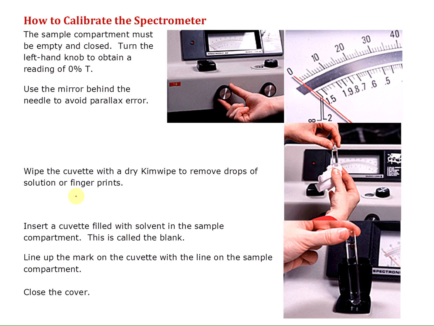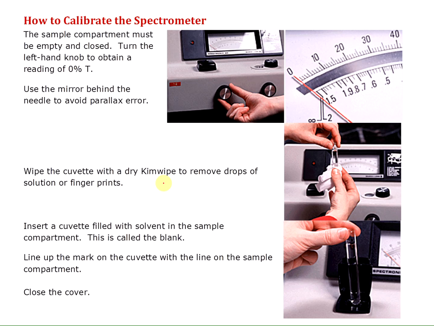Now wipe the cuvette with a dry Chem wipe to remove drops of solution or fingerprints. And we want to use a Chem wipe rather than paper towels so that we don't scratch the cuvettes. Now in lab we're actually going to be using test tubes rather than cuvettes. Cuvettes are specially made for the spectrometers. They're very precisely made, but they're also very expensive. So we are just going to be using test tubes in place of cuvettes.